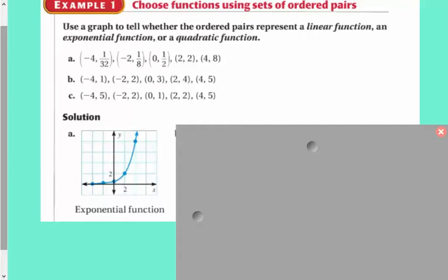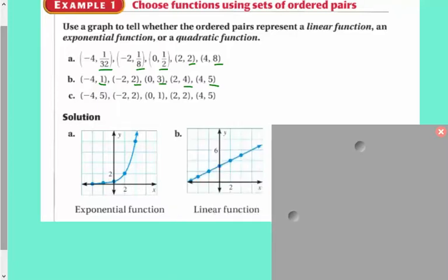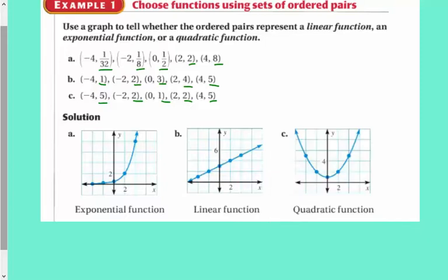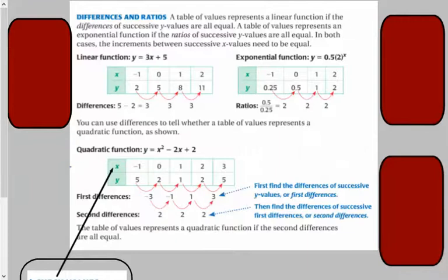And so you can see here the y values are growing and getting bigger and bigger and bigger. That's our exponential. Here, 1, 2, 3, 4, 5. If you plot those points, that's going to be linear. And then here it goes 5, 2, 1, 2, 5. And that's going to make a U shape because it goes down and then it goes up. That's our quadratic function. And then you can take a look. I know there's a lot here.